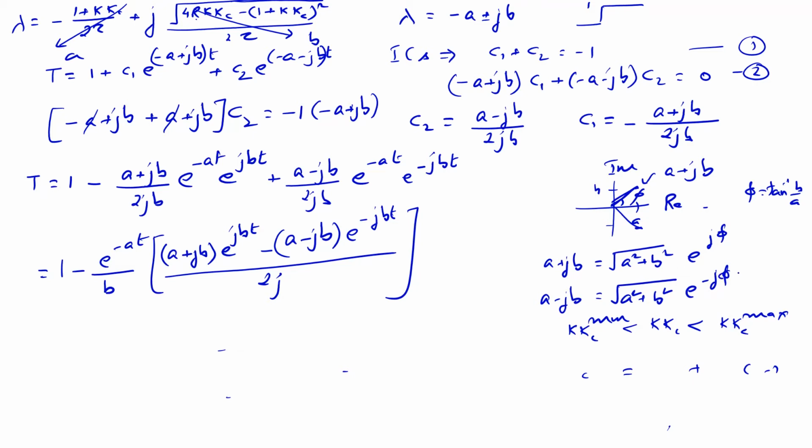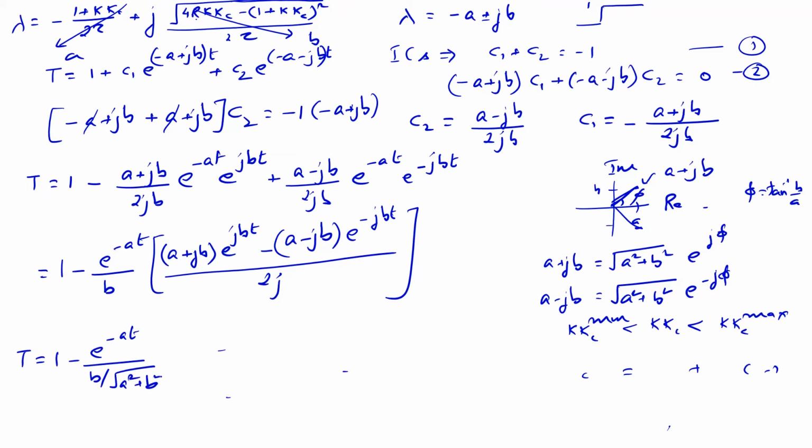Yeah, so therefore replacing these numbers over there, what you will get is T in response to a unit step, if the forcing function is a unit step, will respond as e to the power minus at divided by b, divided by square root of a squared plus b squared. So this a squared plus b squared is actually in the numerator.